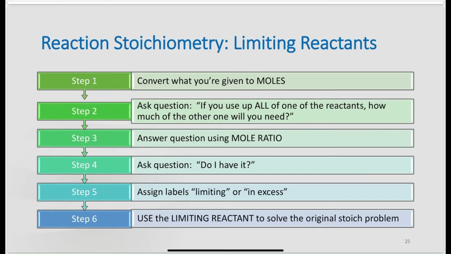Step 2, I want you to ask yourself a question. Ask yourself, if you use up all of one of your reactants, how much of the other reactant would you need? Step 3, answer question number 2 using your mole ratio. Step 4, ask yourself, do I have it? Do I have enough to do what I found for the answer in step 3? Step 5, you're going to assign labels, limiting and excess. One of your reactants will be the limiting reactant, one will be your excess reactant. And step 6, use your limiting reactant to solve your original stoichiometry problem.